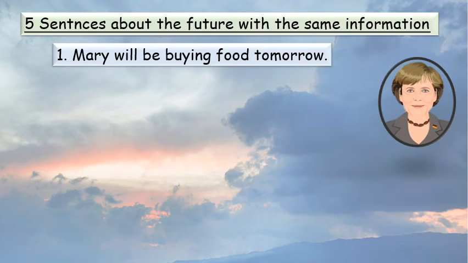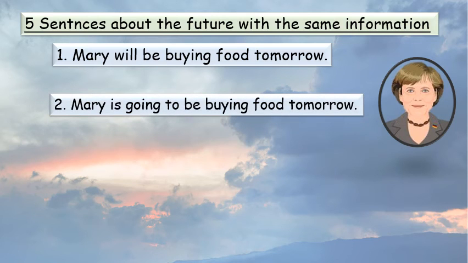Five sentences about the future with the same information. Number 1, Mary will be buying food tomorrow. Future continuous with will. Number 2, Mary is going to be buying food tomorrow. Future continuous with going to.